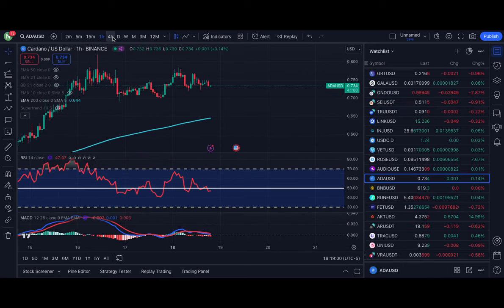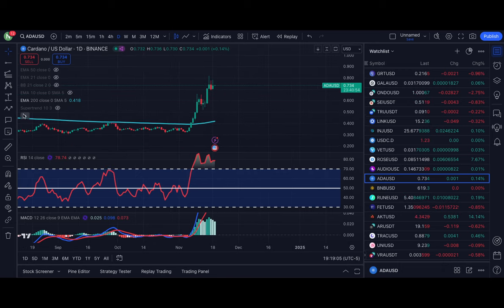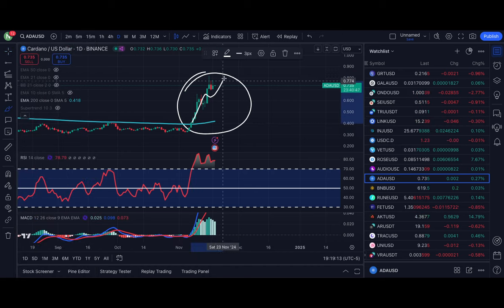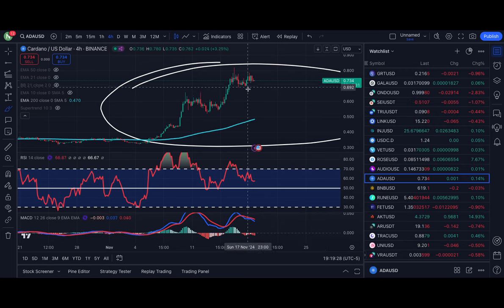Cardano. You go to the daily. Again, the first thing we're trying to see is if the price is above the 200. Price is above the 200 right here. I actually extend it. Go to the 4 hour. And you see how your RSI, your MACD are cooling off right now. If you look at the price, there isn't really much happening in terms of coming down. So the market is basically just going sideways.